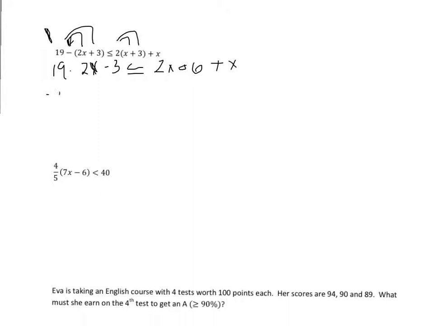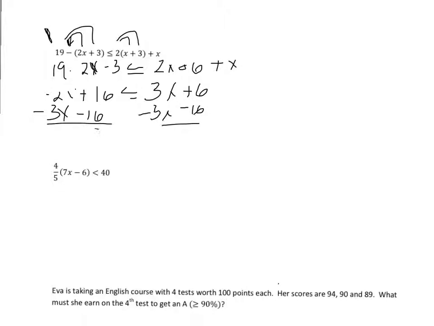So we have our negative 2x's, 19 minus 3 is plus 16, is less than or equal to x and 2x is 3x plus our 6. So now we need to get the x's to one side, so I'll subtract 3x. And because we're getting our x to the left, we need to get the number to the right, so subtracting 16. So we get negative 5x, 16's cancel, less than or equal to, 3's cancel, and then 6 minus 16 is negative 10.